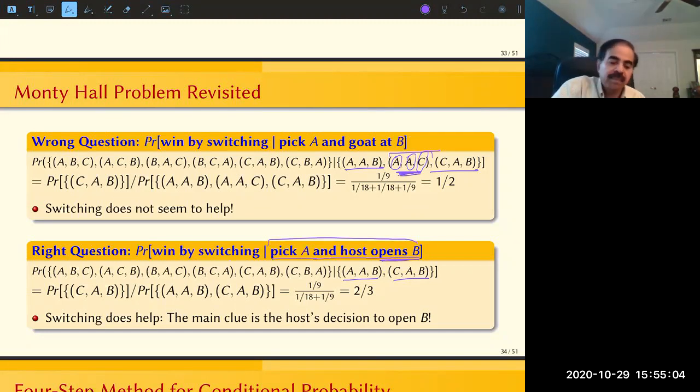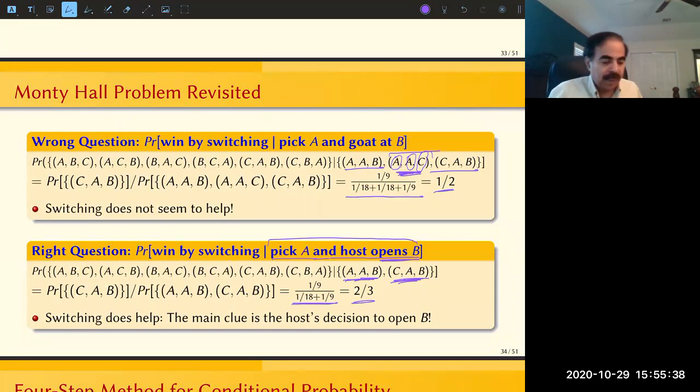And so now what you have done is you have reduced the denominator in your calculation, right? Previously you had this as the denominator, and since you eliminated the middle one, you end up with the denominator as 1/18 plus 1/9. And then if you do the math now, you end up with 2/3 rather than 1/2, right?